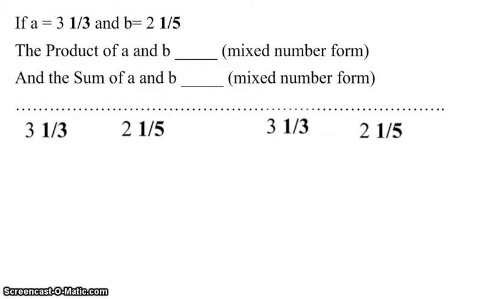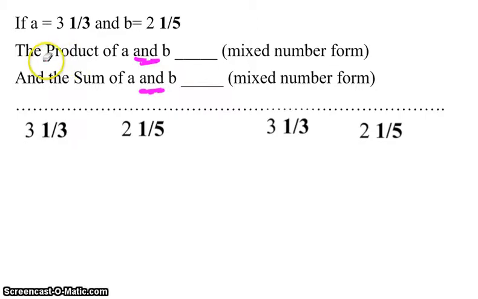The second problem is pretty straightforward arithmetic, a fraction problem with mixed numbers. We're told to find the product of A and B and the sum of A and B. Now be careful of the word "and" in the problems. This word "and" is just separating the letters A and B. It does not imply addition.